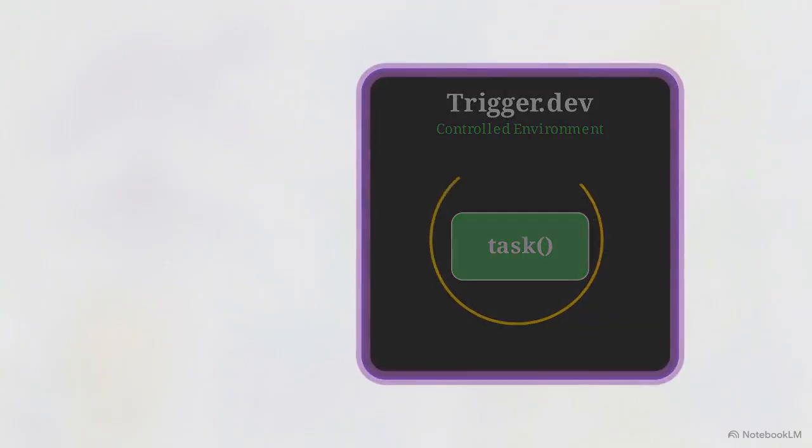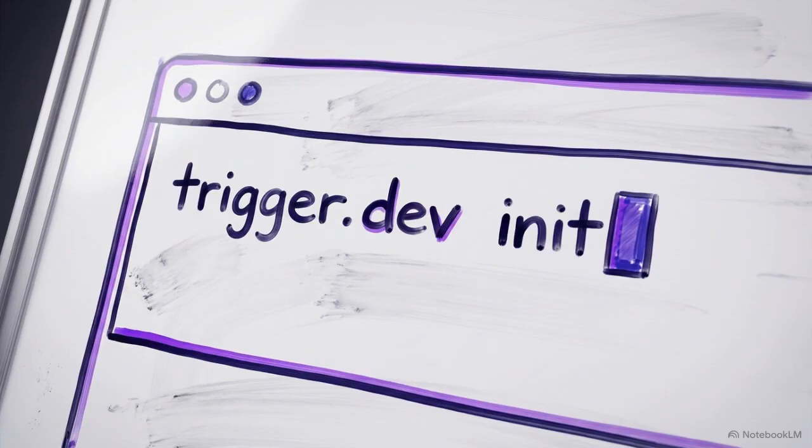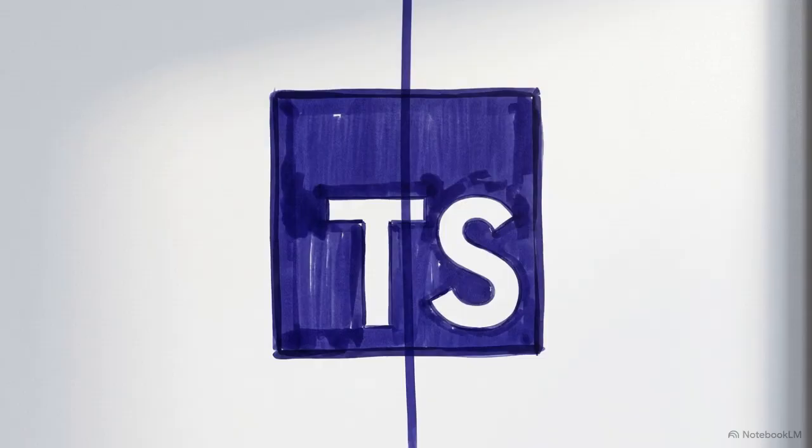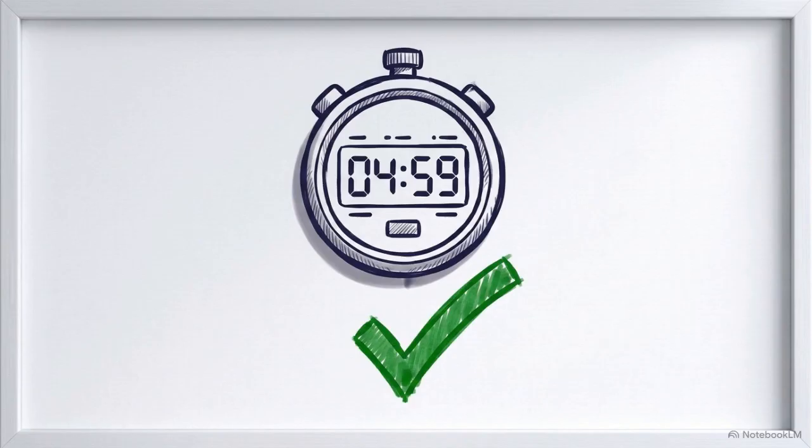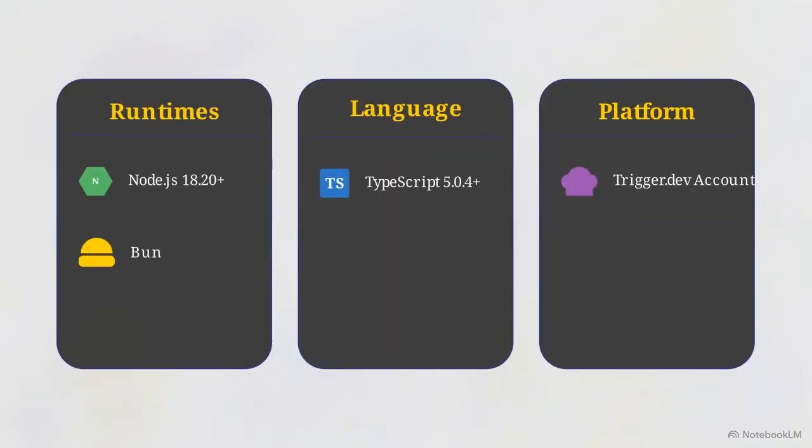can execute reliably. In this video, we integrate Trigger.dev into a TypeScript project, define a task, and trigger it live in under 5 minutes. To follow along, you will need Node version 18.20 or higher, or the bun runtime, TypeScript version 5.0.4 or later, and a free Trigger.dev account.